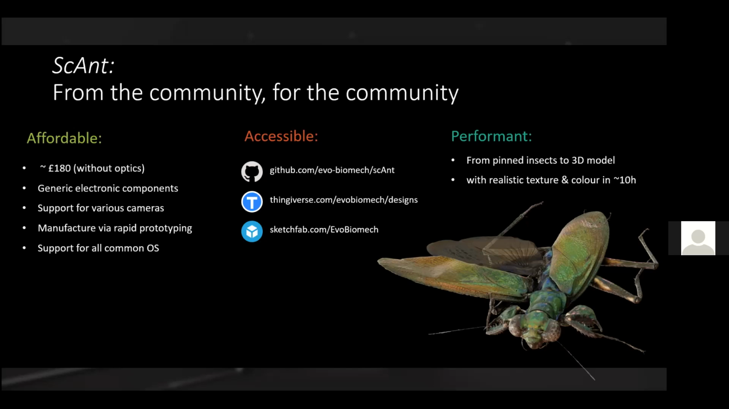You can now use it with the help, actually, and that's an example of why accessibility is nice. One person who built their own device added support for Mac operating systems, so we now have all common operating systems in place. You can find all the information on classic sites. Code is on GitHub and documentation. Parts list and drawings are on Thingiverse. Model examples are on Sketchfab, and we think it's relatively reasonably performant. You can go from a pin specimen to a full 3D model within about 10 hours.